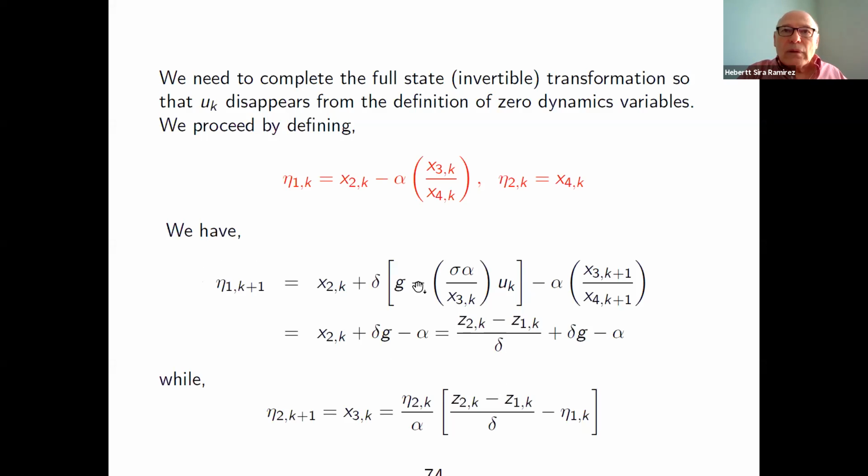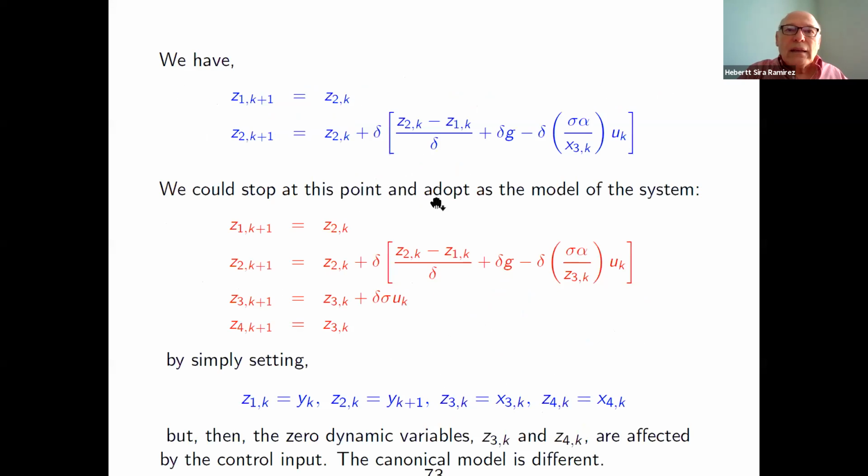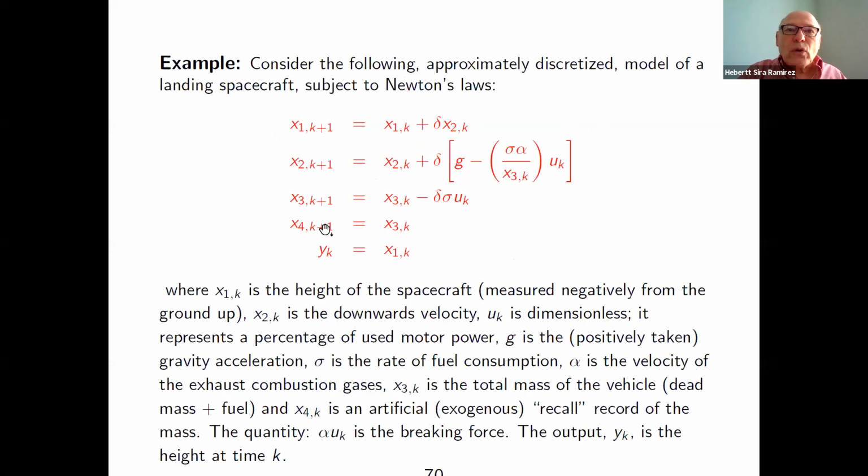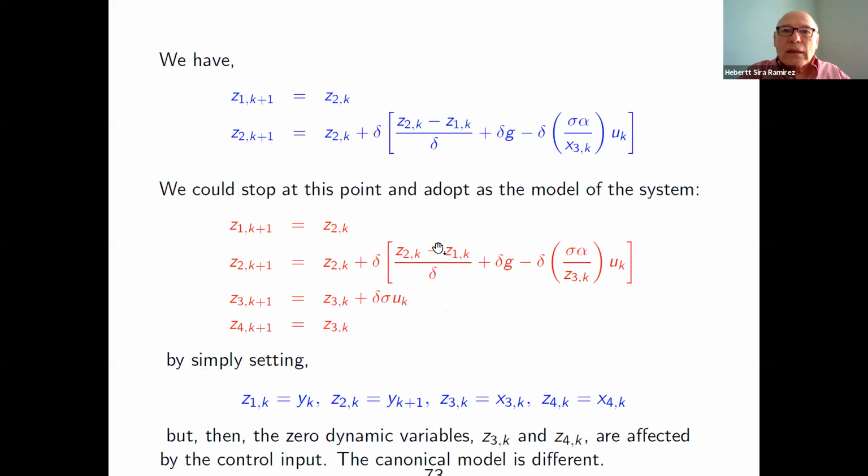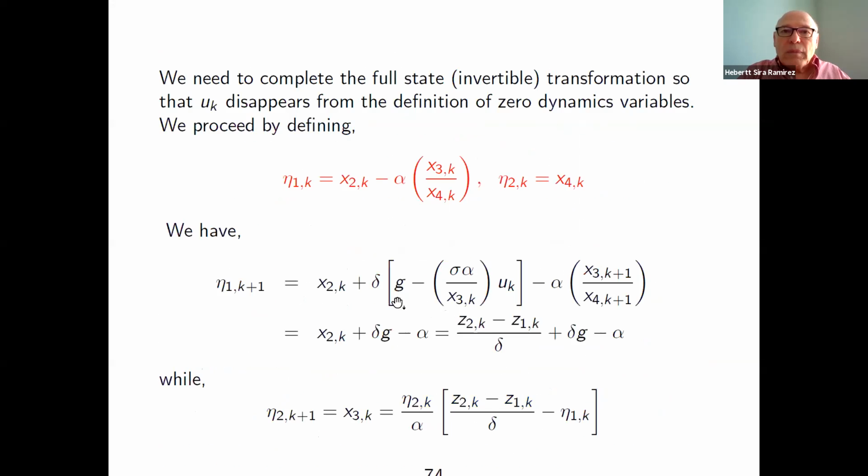But the transformation has a little bit of a problem. If we didn't have x4, remember x4 of k, according to its definition, is the previous value of the mass. If that variable was not there, because Newton's law doesn't demand you to remember anything, then you wouldn't have been able to do the transformation and to get rid of the control.